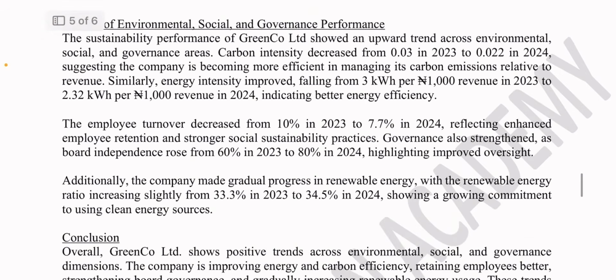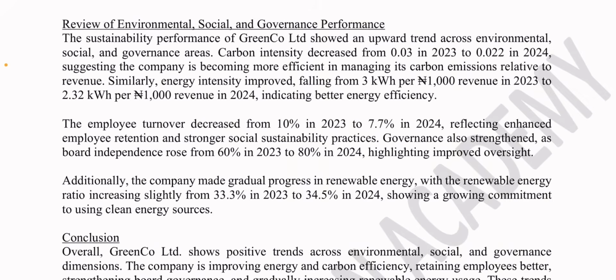So you have your heading, the review of the environmental, social, and governance performance. So the sustainability performance of Green Coal showed an upward trend across the environmental, social, and governance areas. Carbon intensity decreased. You understand? Suggesting that the company is becoming more efficient.